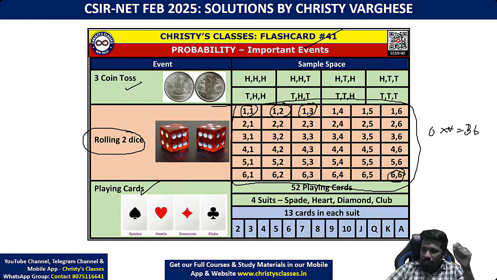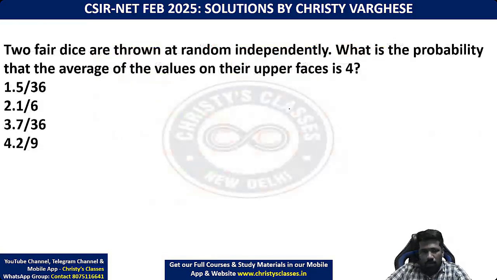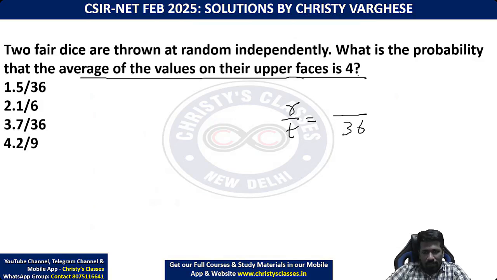Probability का basic definition क्या है? Required outcome by total outcome है. So total outcome 36 है, because total 36 things can happen. Now the average of the values on the upper face is 4. Average means arithmetic mean. 4 average मिलना चाहिए. Average 4 मिलने के लिए 1 number plus another number by 2 is 4. मतलब the sum of 2 numbers should be 8 for that to happen ना.